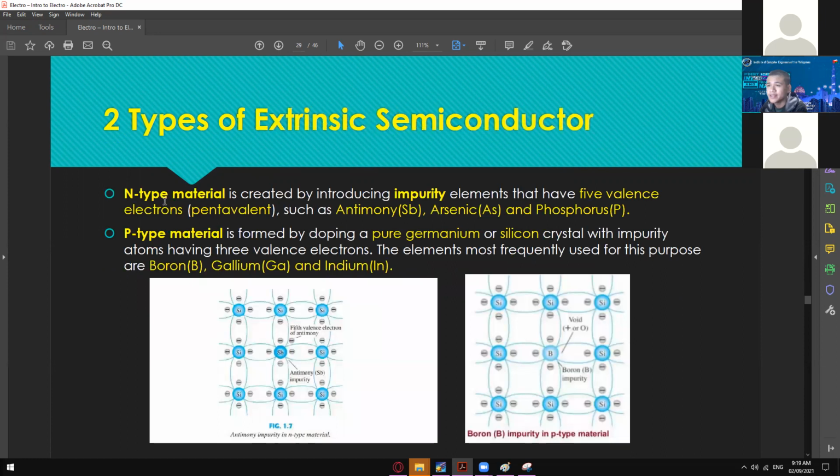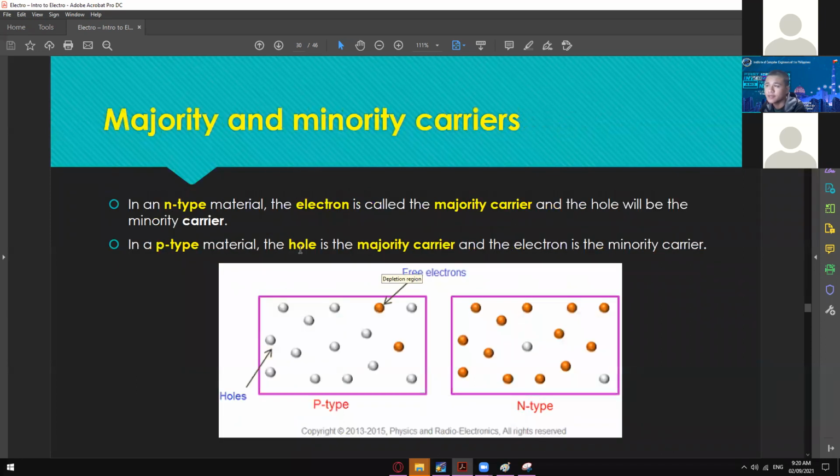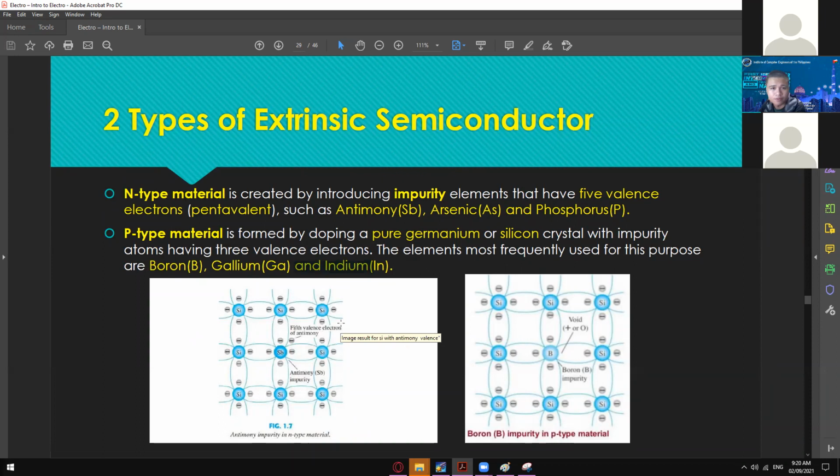We have the N-type material, which has antimony, arsenic, and phosphorus. This is more on electrons. Then we have the more on holes, or more on conductor type, the P-type material, which is boron, gallium, and indium. We only have 1 minute left.